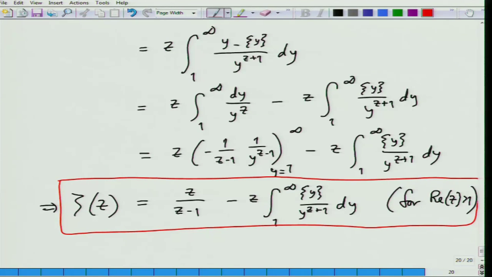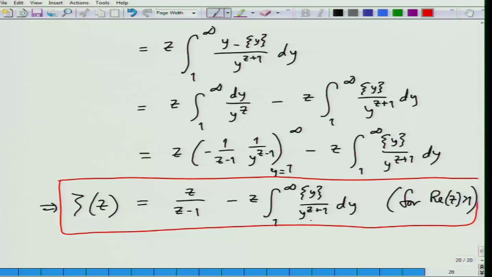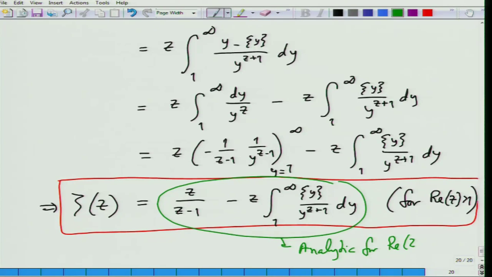Now let's look at the right hand side. The right hand side is an analytic function. Why is it analytic? Well, this part is of course analytic except for z equals 1, and the integrand here is bounded. Well, of course, I have to be careful here. This part is analytic for real z greater than 0, z not equal to 1. For z not equal to 1, this does not diverge. So the first term is fine everywhere else for real z greater than 0.